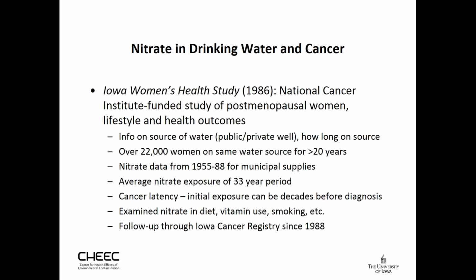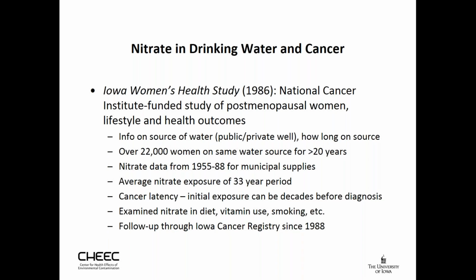So I'm going to talk about one of the studies that we did in Iowa. This is the Iowa Women's Health Study. The study started in 1986. It was a National Cancer Institute funded study of postmenopausal women, of their lifestyle and health outcomes. It was a prospective cohort study, meaning that we enrolled the people at a certain time, and then we followed them forward through time. So every couple or 3 years, we go back to the people, ask them further questions, and track their health from the time they were enrolled into the future.